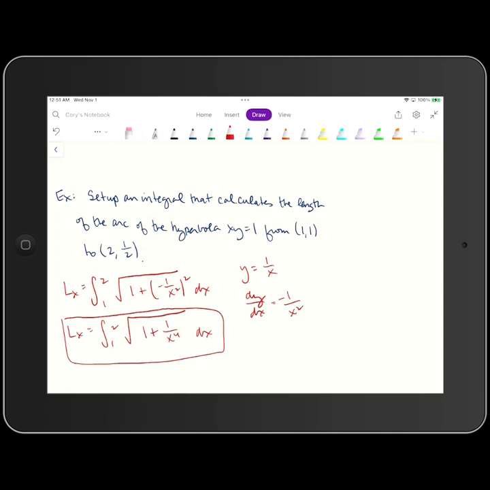So that's it as far as arc length goes, and that wraps up chapter 7. So this is going to be the end of what's going to be on your chapter 7 exam.